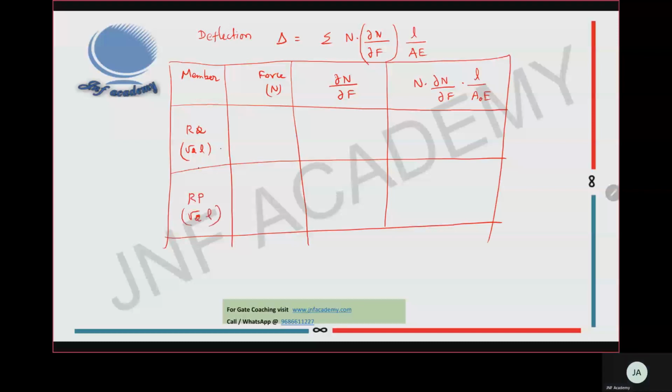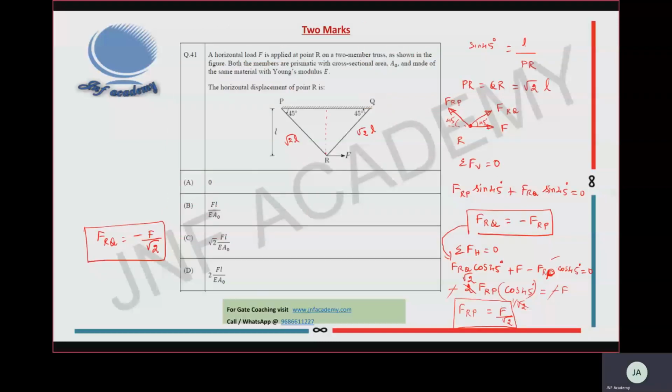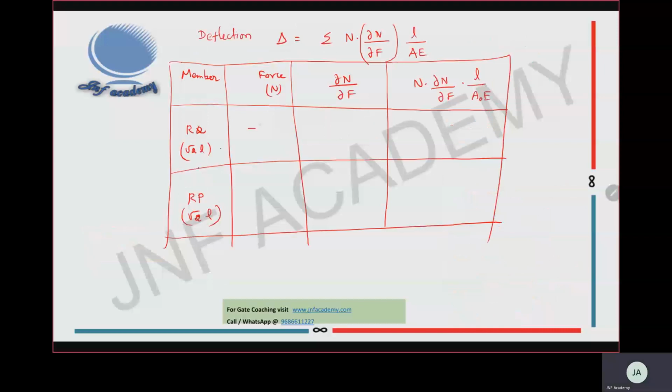Okay. The member force on RQ is minus F by root 2. Here F by root 2. The differentiation of member force with respect to F. Okay. So if I do partial derivative, I'll be getting minus 1 by root 2. Here 1 by root 2. Now we need to simplify this thing, and we need to fill up this table column.